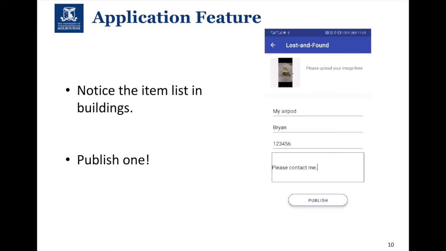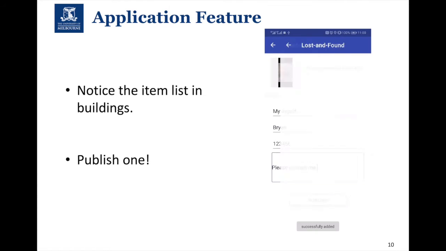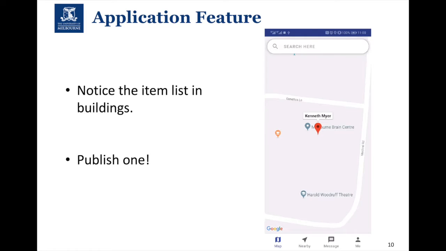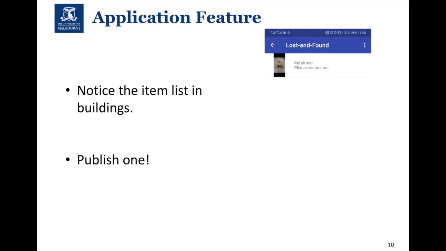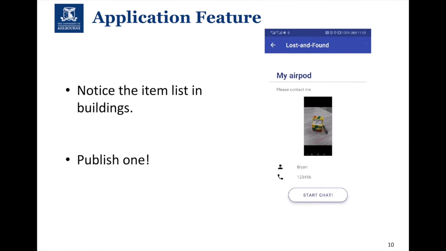And then we can publish it. You can see that the item is here. And we click back and get into the building again. The item is still there. We type this item again and we can see the detail of the item, and we start to chat. Because this is the item that I published, I can't just chat with the publisher.